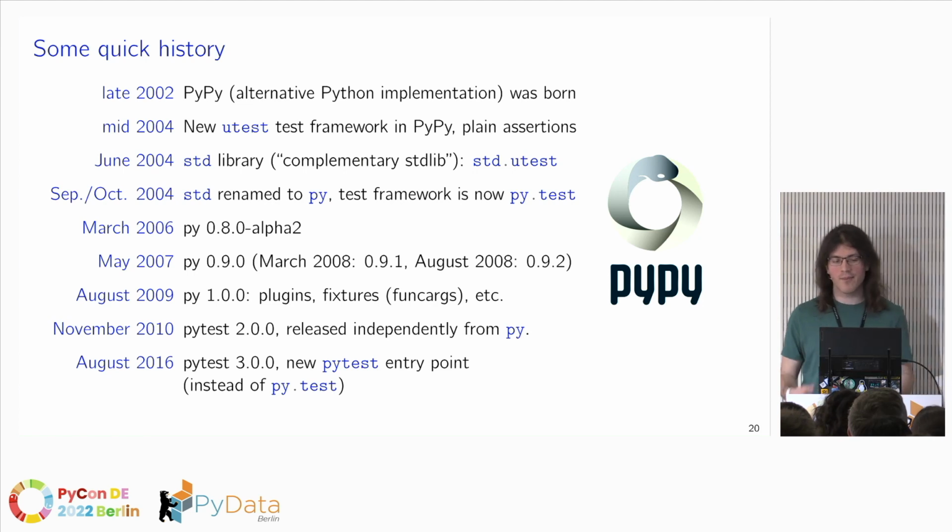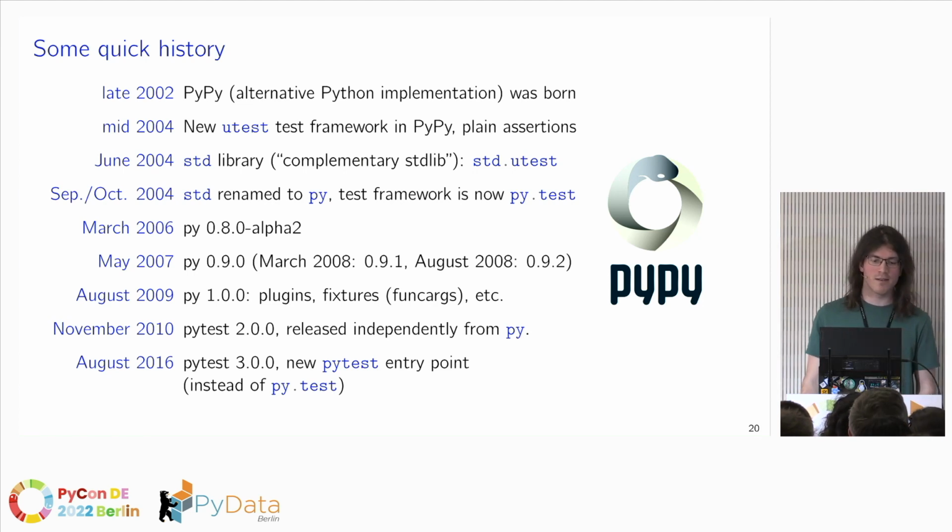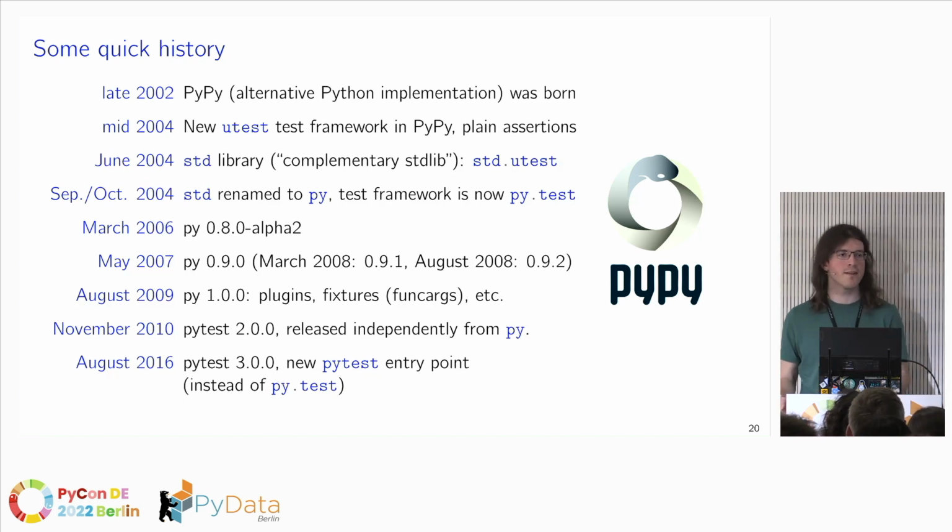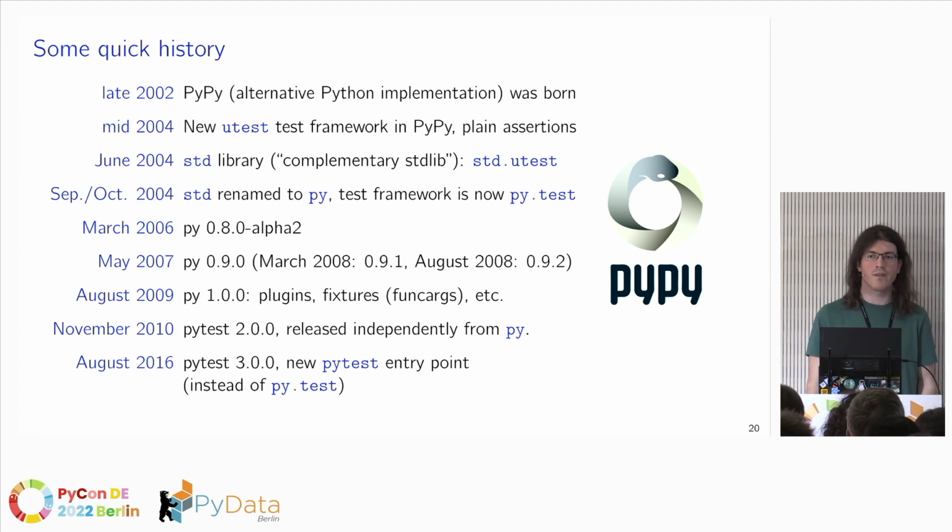Then not too much happened. There were a couple of releases in the next 5 years or so. In 2009, we already had most of the fundamental features of PyTest in place. We had plugins, we had the concept of fixtures, even if it was named a little bit differently. So most of the concepts in PyTest are some 12, 13 years old by now, and still working out quite well.